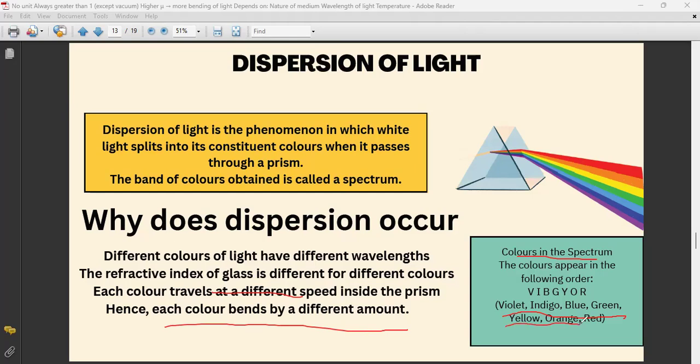Okay, VIBGYOR, which we will see in the proper following order, the same colors which we see in the rainbow. So dispersion is when a single light ray passes through the prism and gets dispersed or refracted into its constituent colors. These constituent colors are nothing but the dispersed light rays, or we can call it the spectrum. Why does it happen? Because each color has its own wavelength and different refractive index. So that's why.